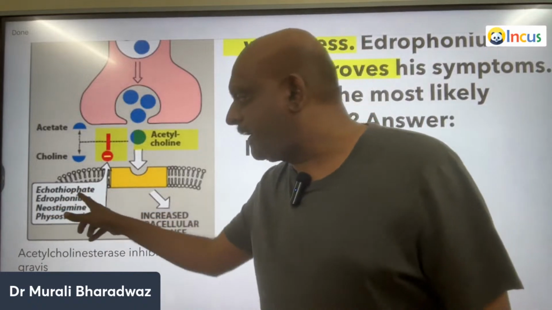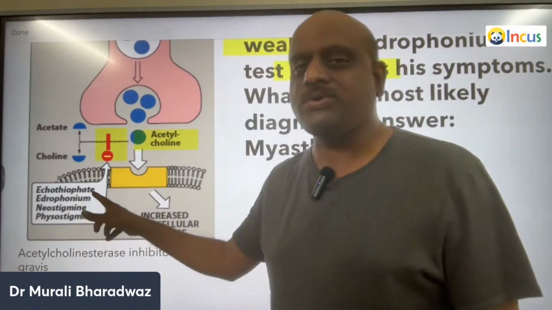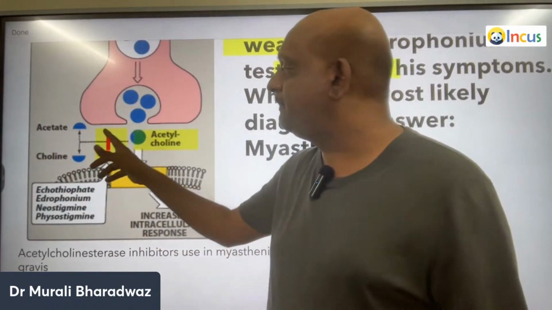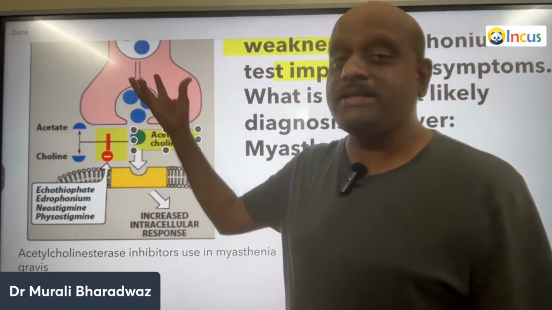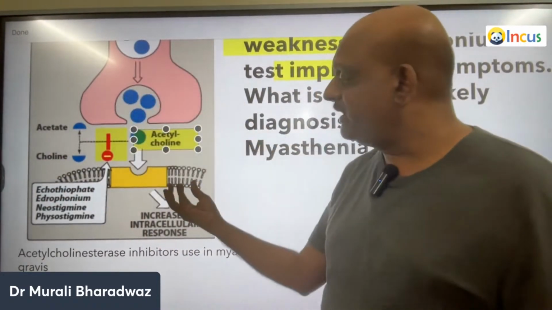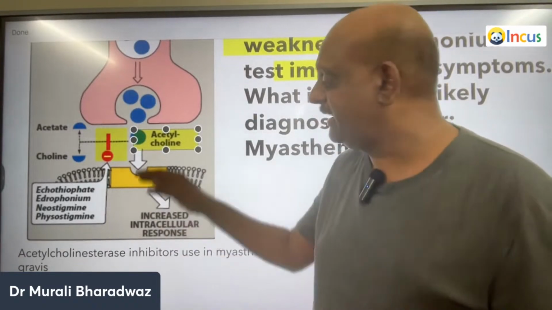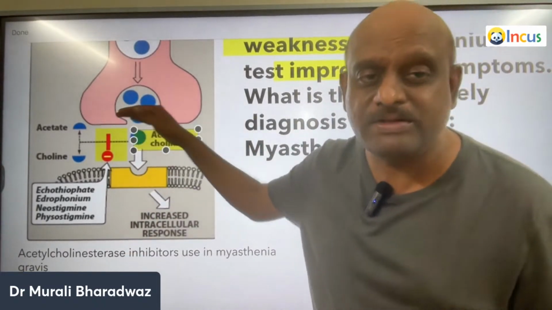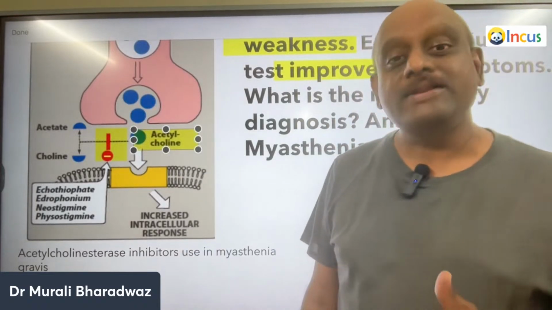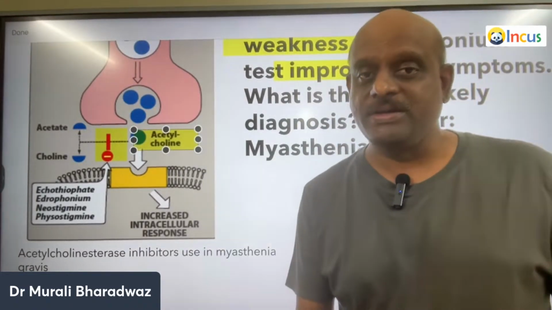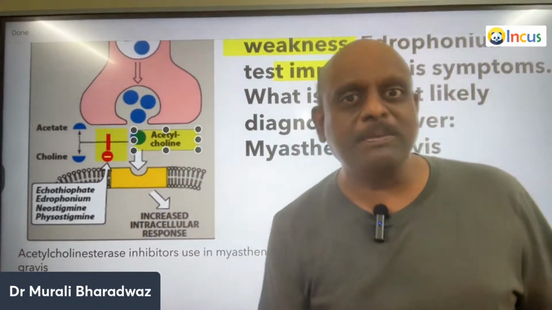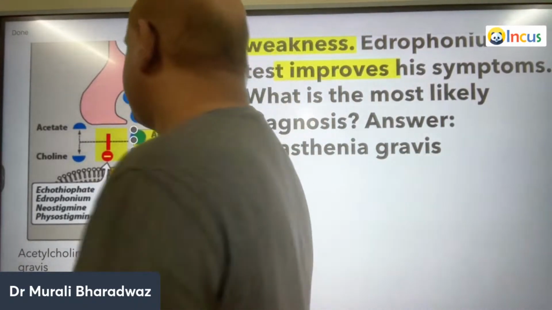So echothiophate, edrophonium, neostigmine, physostigmine, they all will inhibit the acetylcholine esterase and prevent the breakdown of the acetylcholine and increase the acetylcholine level, so that even if the number of receptors are less, still this increased response will be there because of the increased acetylcholine. That's how edrophonium is used as a test. If there is an improvement in weakness with the edrophonium, that means it is myasthenia gravis is what you need to basically remember.